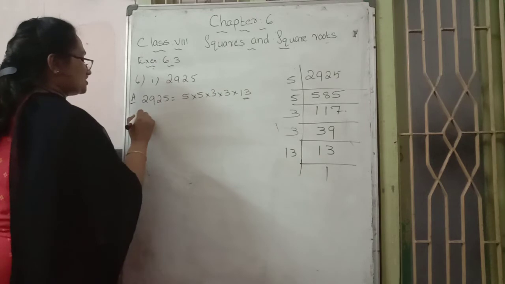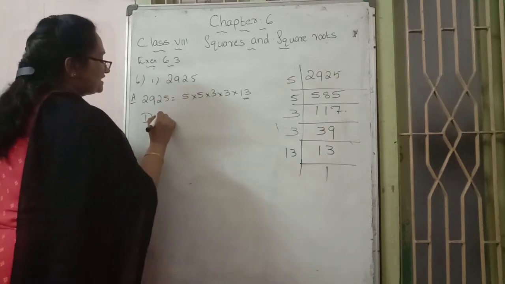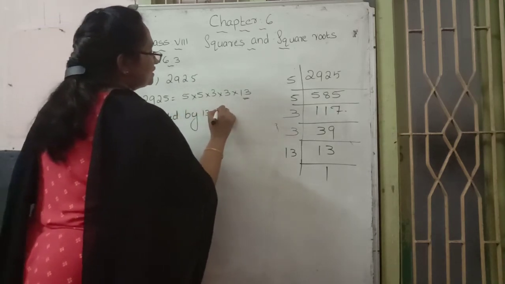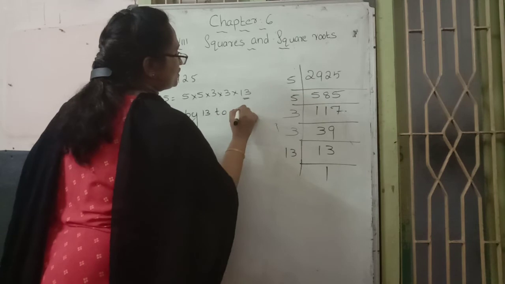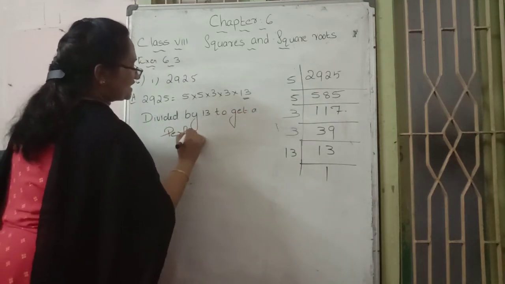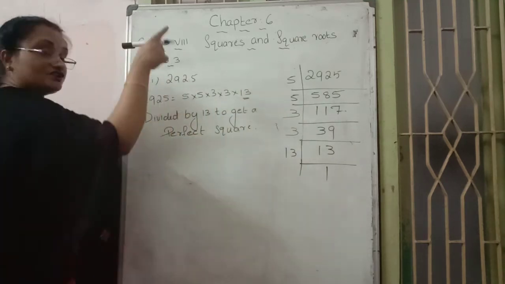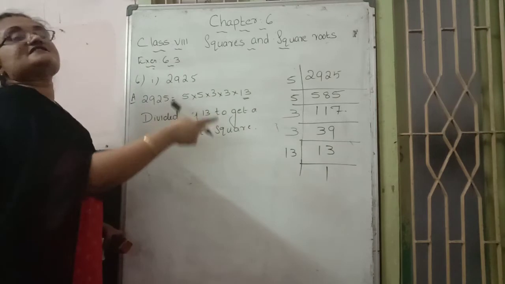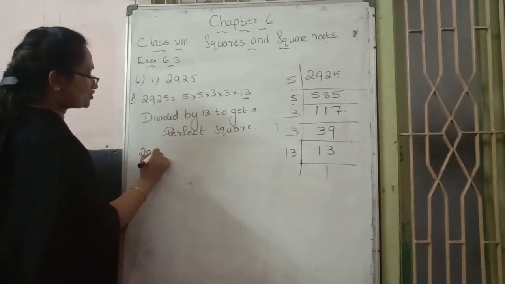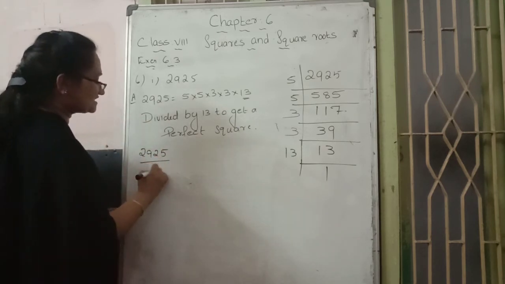So we can write it as: to be divided by 13 to get a perfect square. Any change made in the factor place, the same change is made in the number place also. 2925, division means we can write it in fractional form, by 13.